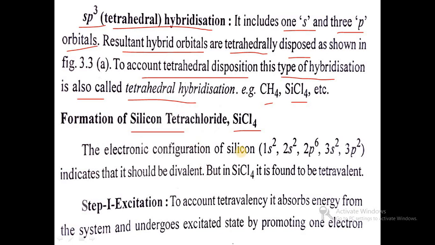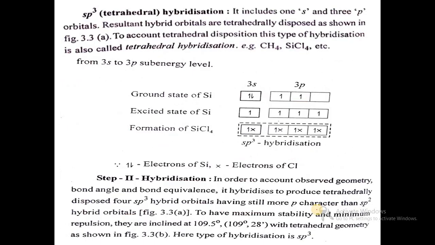The atomic number of silicon is 14. Electronic configuration 1s2, 2s2, 2p6, then 3s2, 3p2. Initially it is divalent, but in SiCl4 it is found to be tetravalent. So the first step is excitation. To account for this tetravalency, it absorbs energy from the system and undergoes excitation by promoting one electron from 3s to 3p sub energy level. So this is the ground state and this is the excited state.